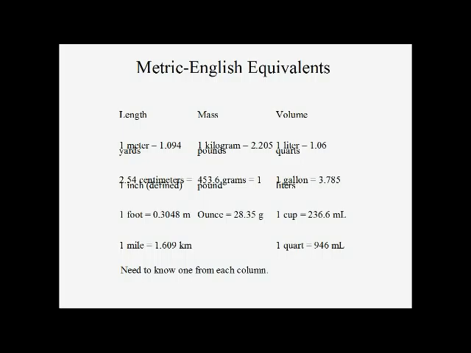A pound is 453.6 grams. And the number of significant digits that you use depends on your need. So if you only need 3 significant digits, a pound is 454 grams. So you can pick the number of significant digits that is necessary for your project at the time. An ounce is 28.35 grams.